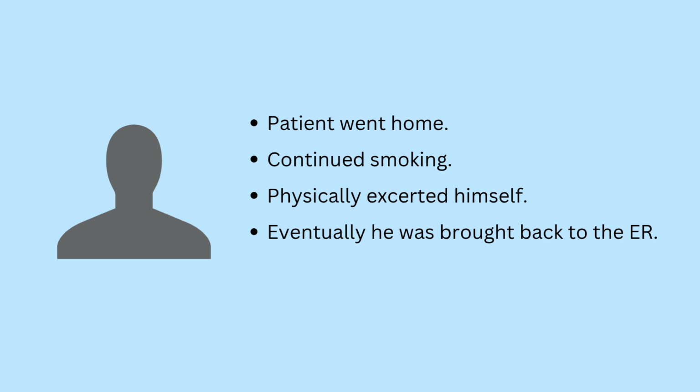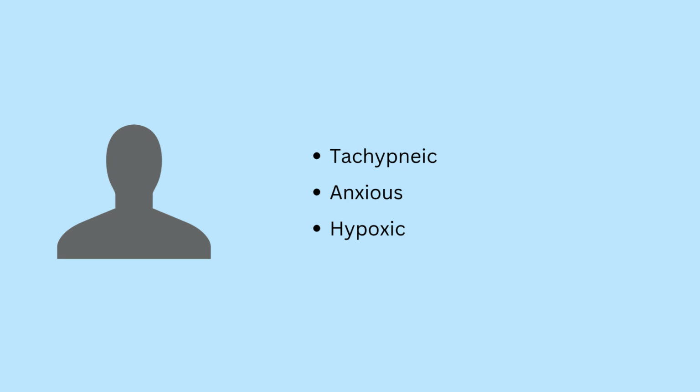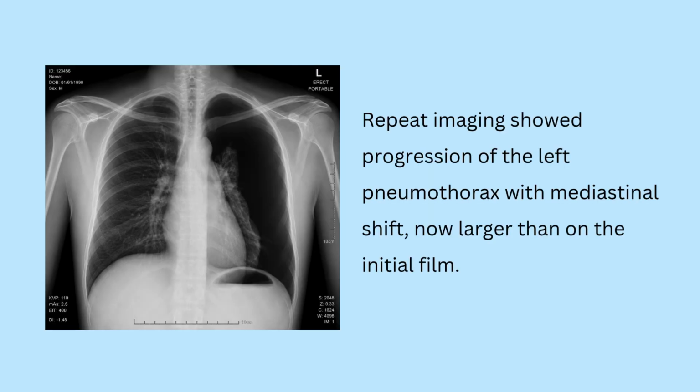At home, the patient continued smoking, went to work as usual as a construction worker because he had been told the pain was just muscular. Over the next several hours, the chest pain intensified and his shortness of breath worsened. His colleagues brought him back to the emergency department, this time tachypneic, anxious, and hypoxic. Repeat imaging showed progression of the left pneumothorax with mediastinal shift, now larger than on the initial film.